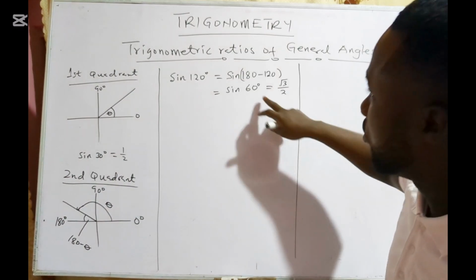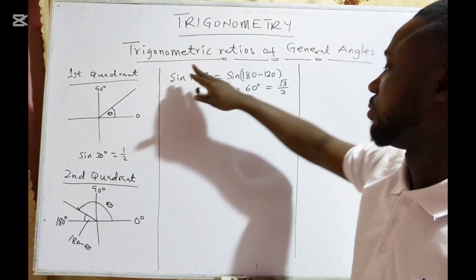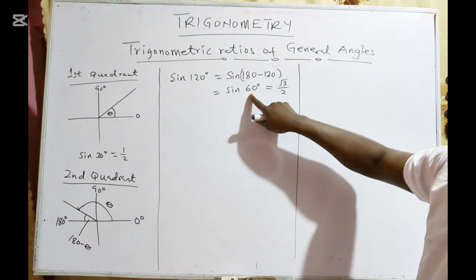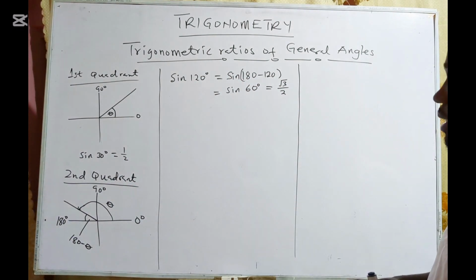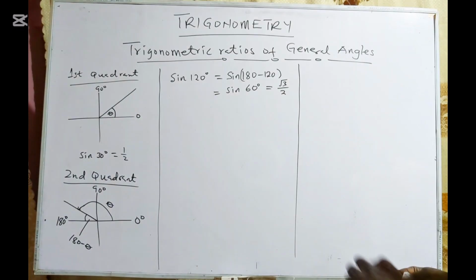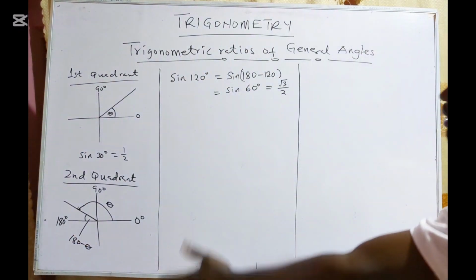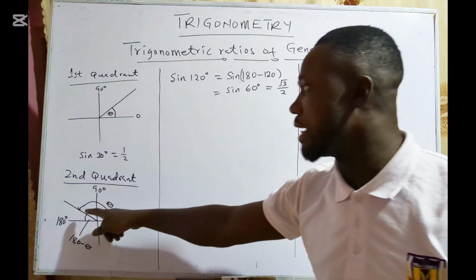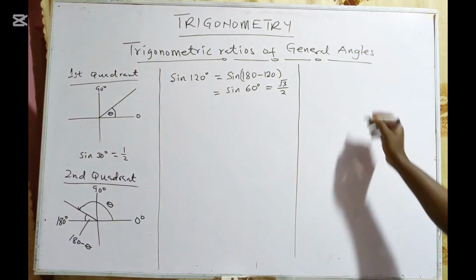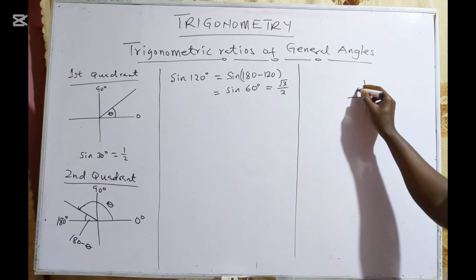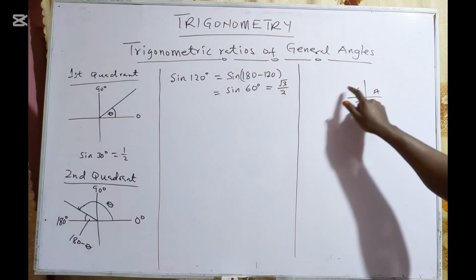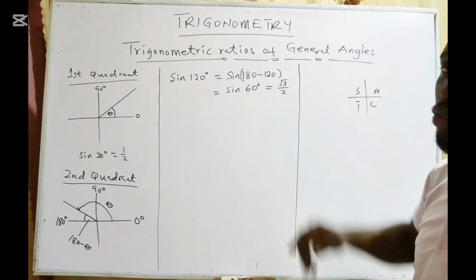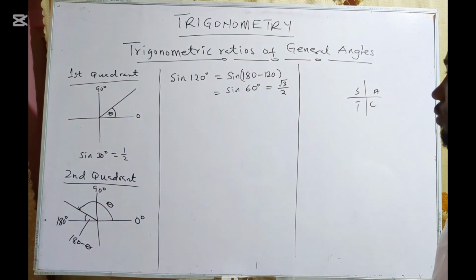So I've been able to write the value of the angle in the second quadrant as an acute angle, and it's giving me the same answer. But take note, you have to consider the quadrant in which you are working. 120 is in which quadrant? It's in the second quadrant. In the second quadrant, sine is positive, from CAST. So sine 120 will give me root 3 on 2, the same thing. It will be positive.